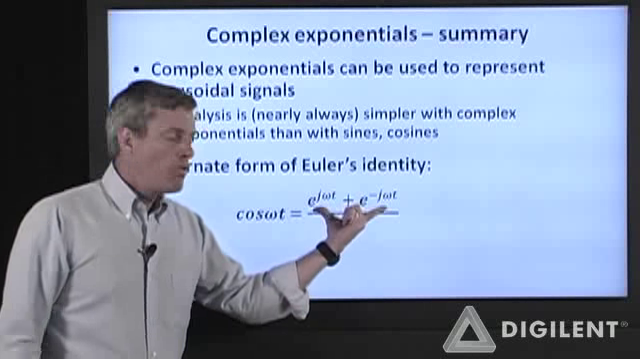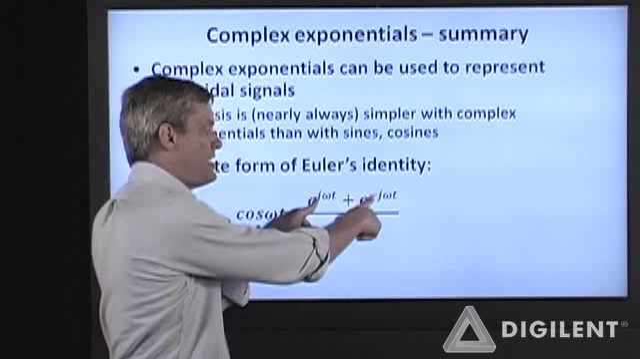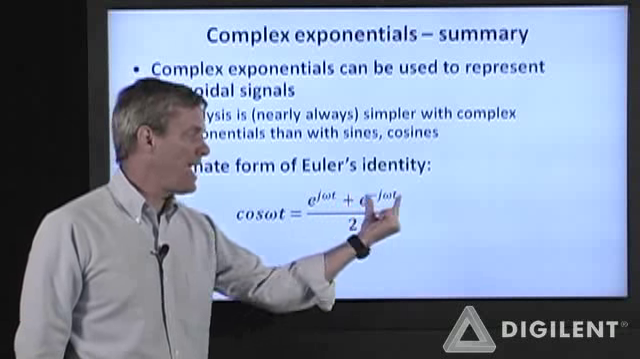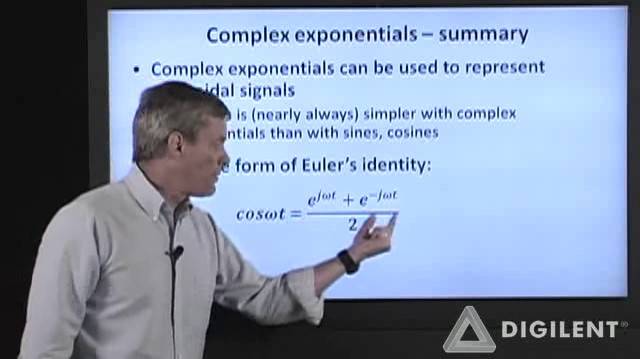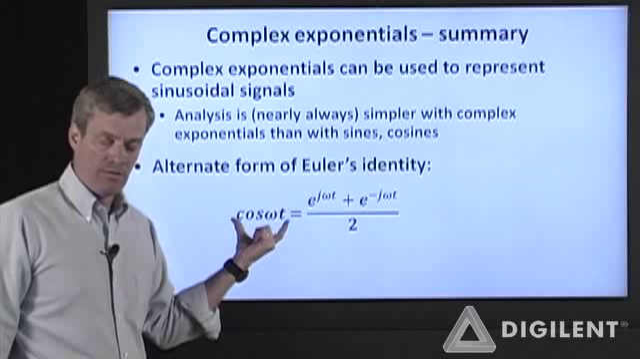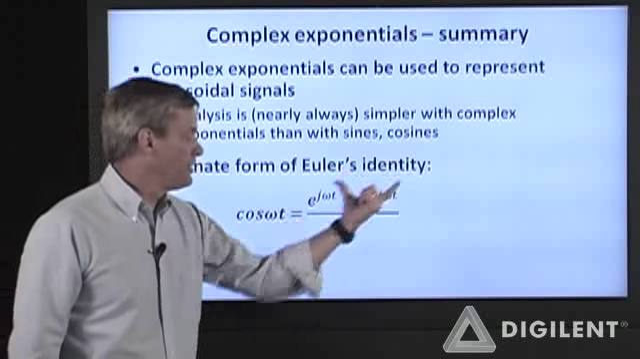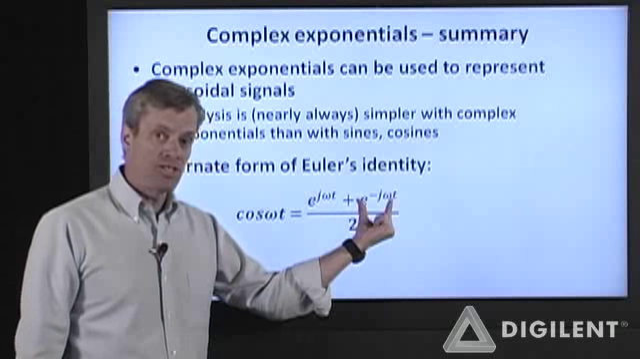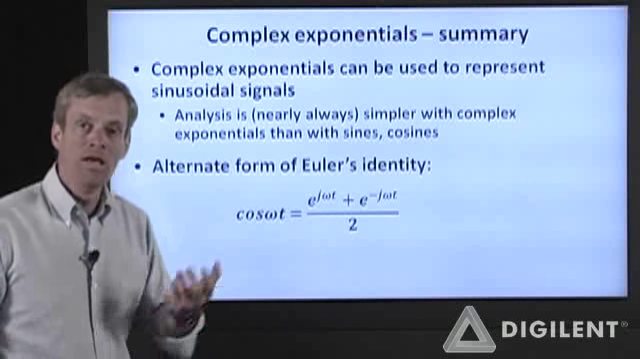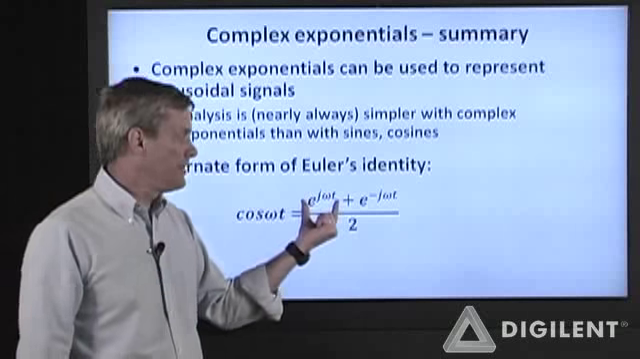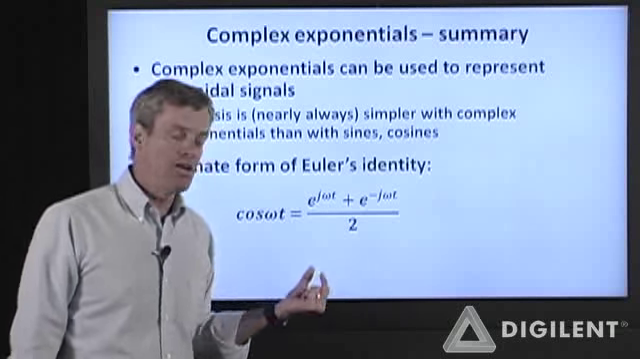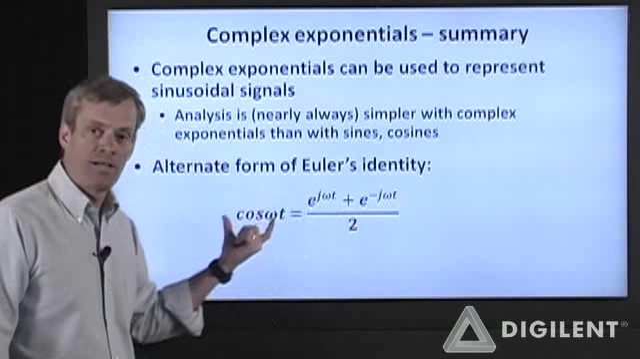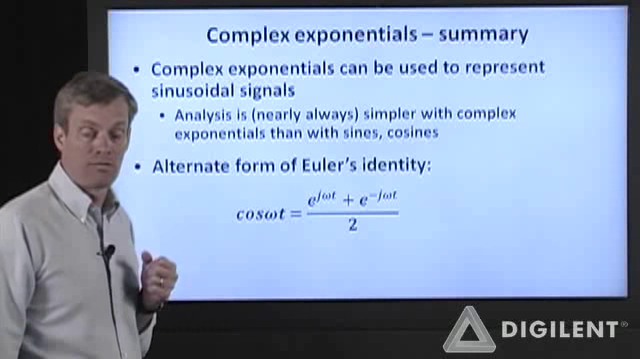As long as we have positive and negative powers on our complex exponentials, and if the powers are the same, those will represent a pure sinusoid. If we rewrite Euler's identity, cosine omega t is e to the j omega t plus e to the minus j omega t over 2. Likewise, sine omega t is e to the j omega t minus e to the minus j omega t over 2 times j. We can recombine these complex exponentials to create sinusoids.